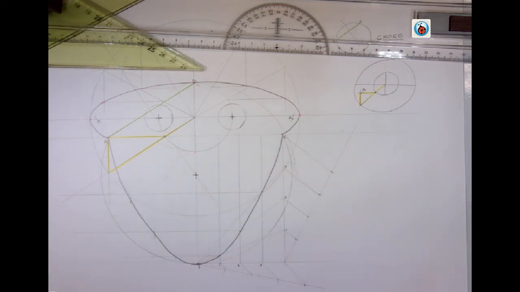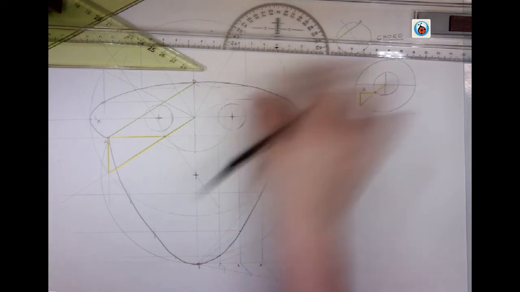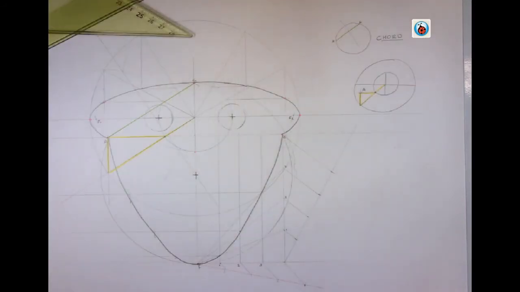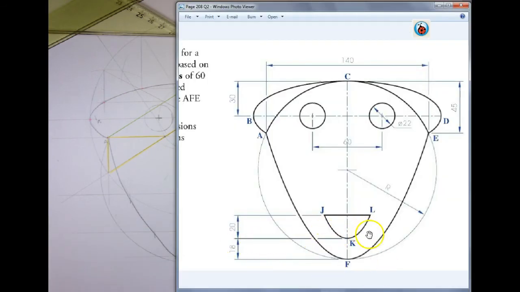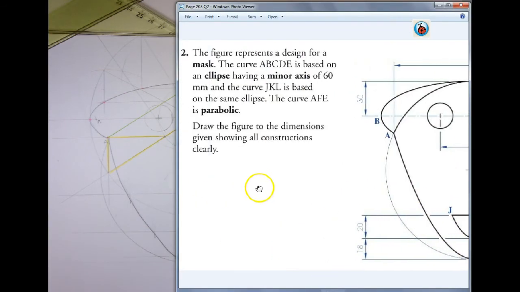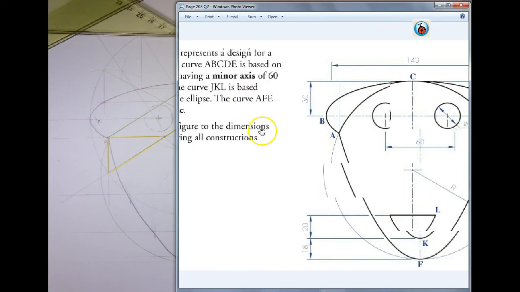Lovely. So that's given me that portion there of the head. Fabulous. And you can see our different constructions. Now, next, if we look at our question, finally, we have to get the mouth. I'm told that the curve JKL is based on this ellipse.